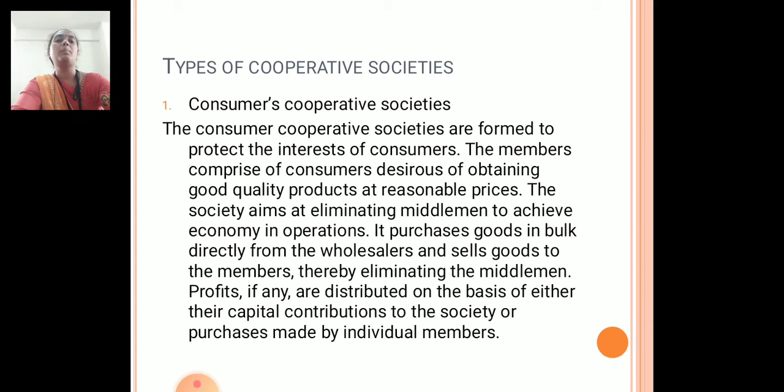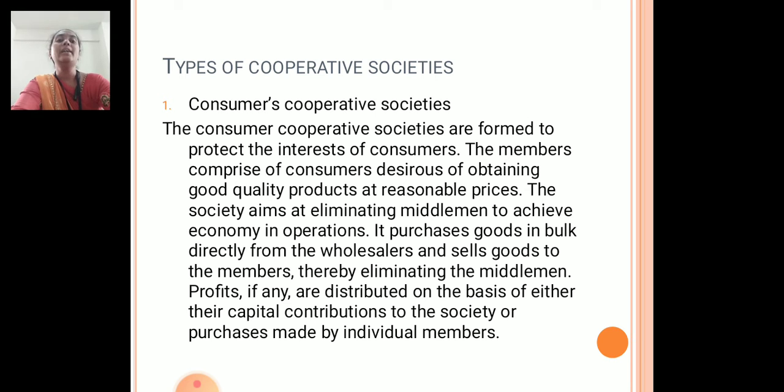The members comprise consumers desirous of obtaining good quality products at reasonable prices. So what would be the reasonable price? Reasonable price is nothing but the actual price of the product. Earlier, when the middleman was involved, when he added his profit margin, it was becoming costlier for the consumers. They were not getting quality goods, the price was very high, and it was not affordable to them.